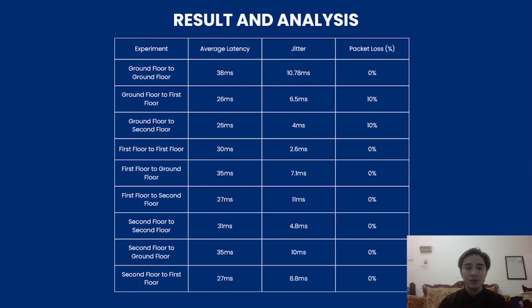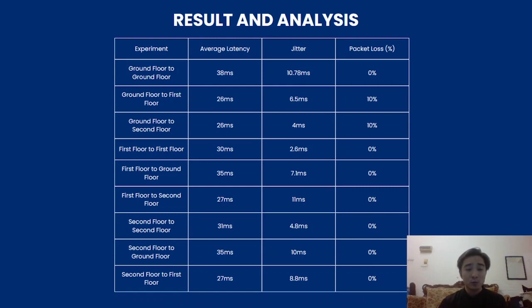Next, result and analysis. After conducting the experiment inside Packet Tracer, each floor had 3 tests at a range of 10 seconds. The devices from the ground floor to another device on the ground floor have an average latency of 38 ms, jitter of 10.78 ms, and 0 packet loss. Ground floor to first floor: 26 ms, 6.5 ms, 10% packet loss. The ground floor to second floor is 26 ms, 4 ms jitter, and 10% packet loss.